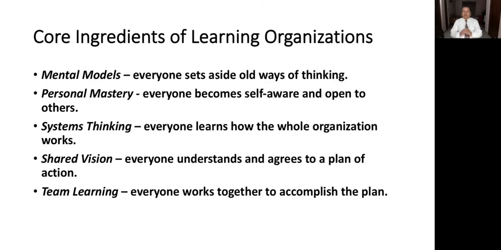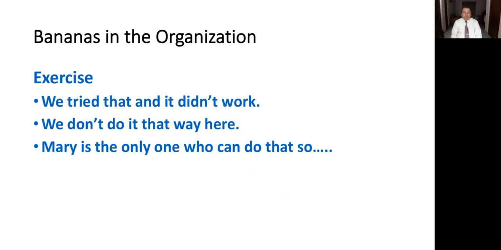But the idea is to build your learning organization if you are to survive in uncertainty and a changing industry. So you have to have a very good mental model. You need to build your personal mastery. You have to think at the system level, and you need to have a shared vision and a team learning approach. Okay, so skip that.